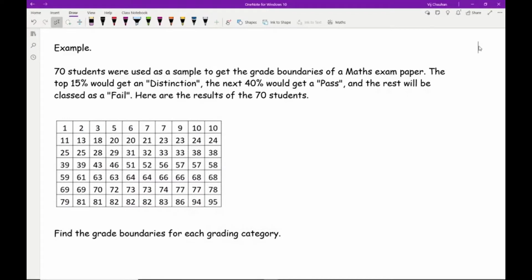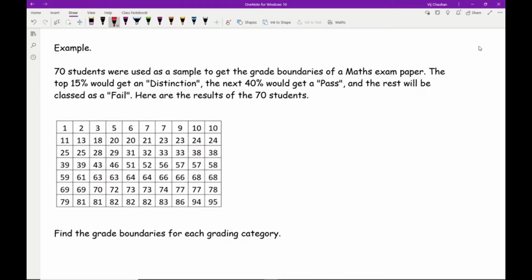So here we've got 70 students who were used as a sample to get the grade boundaries of a maths exam paper. The top 15% would get a distinction, the next 40% would get a pass, and the rest would be classed as a fail. So here are the results of the 70 students. Now the nice thing about this is that the data has already been ordered. So what we've been asked to do is find the grade boundaries for each grading category. So from this we know that we're looking at percentiles because we're dealing with percentages.